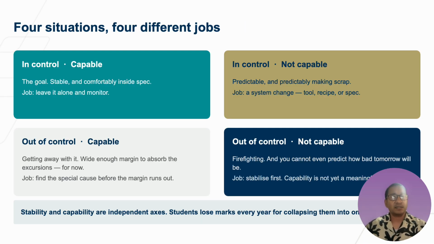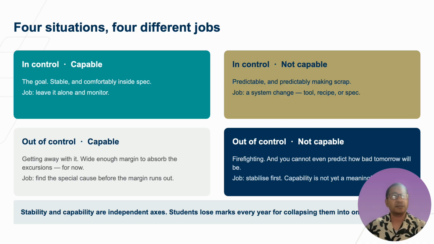Two independent axes, four situations, four completely different jobs. In control and capable, the goal, stable and comfortably inside the spec. Job: leave it alone and keep monitoring. In control and not capable, predictable and predictably making scrap. That is nothing to investigate because nothing is wrong in the special cause sense. The process is doing exactly what it always does, and what it always does is insufficient.